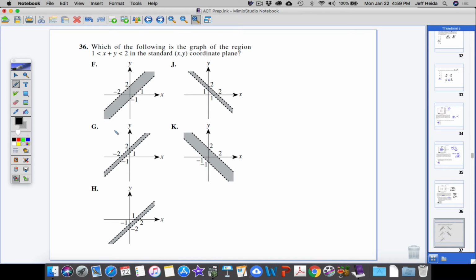Problem number 36. Which of the following graphs is the graph for the region 1 is less than x plus y is less than 2 in the standard xy coordinate plane?